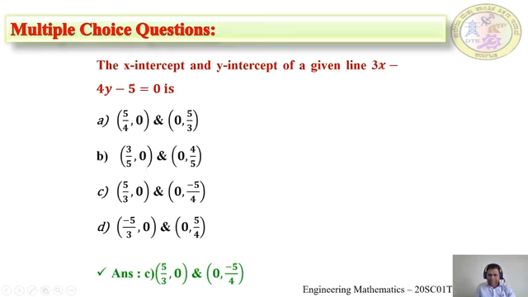Once again I will explain. If you put x equal to 0 here, it will become minus 4y minus 5 equal to 0. Therefore, 4y is equal to minus 5. y is equal to minus 5 by 4. So the y-intercept is 0 comma minus 5 by 4. Then if you put y equal to 0 here, it becomes 3x minus 5 equal to 0. So 3x equal to 5, so x equal to 5 by 3. Therefore the x-intercept is 5 by 3 comma 0. Therefore the right answer is 5 by 3 comma 0 and 0 comma minus 5 by 4.